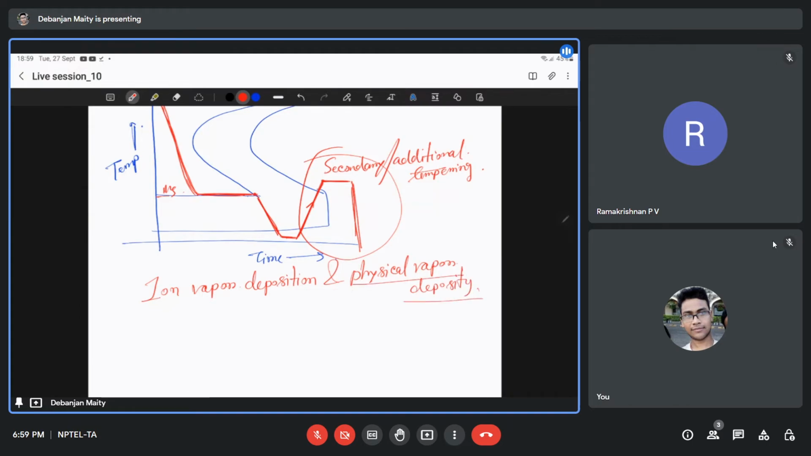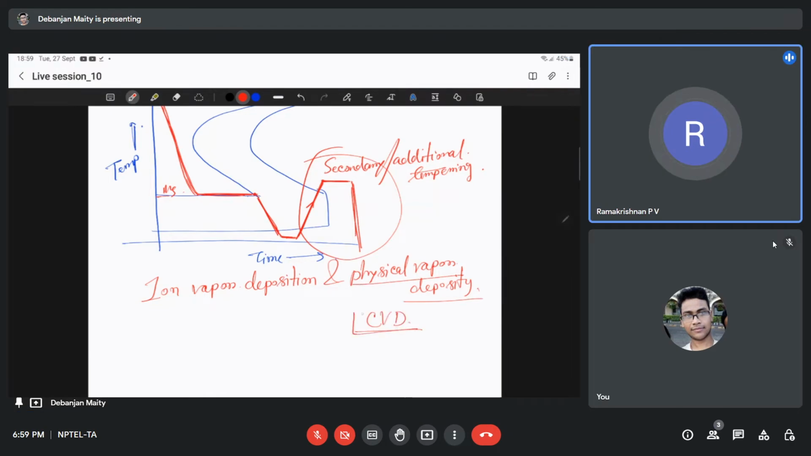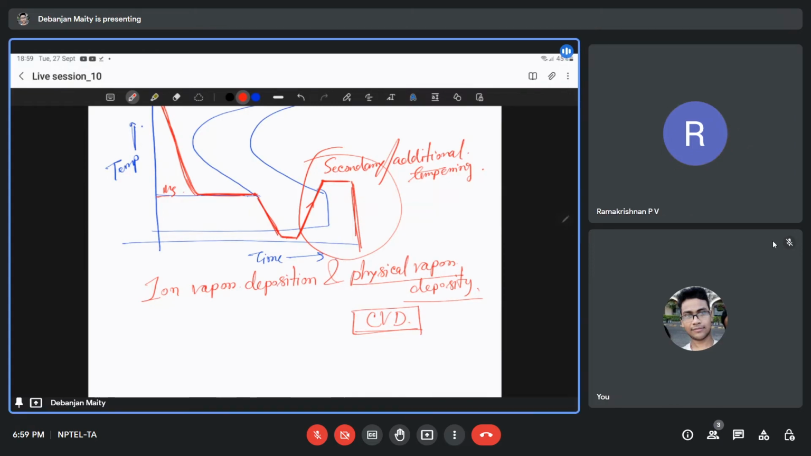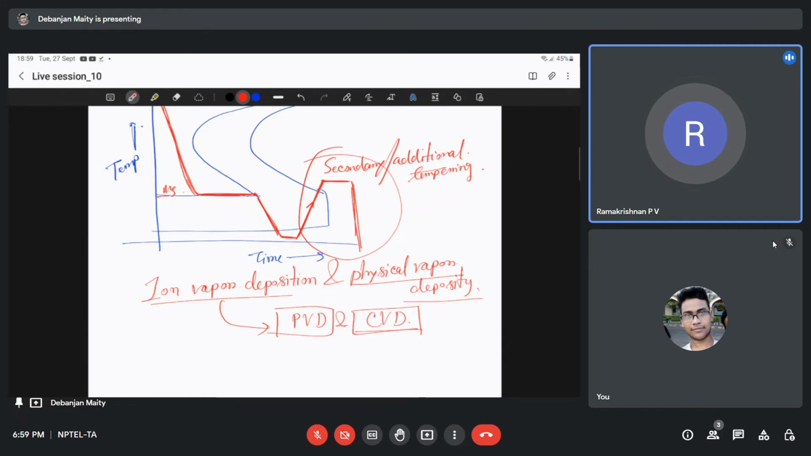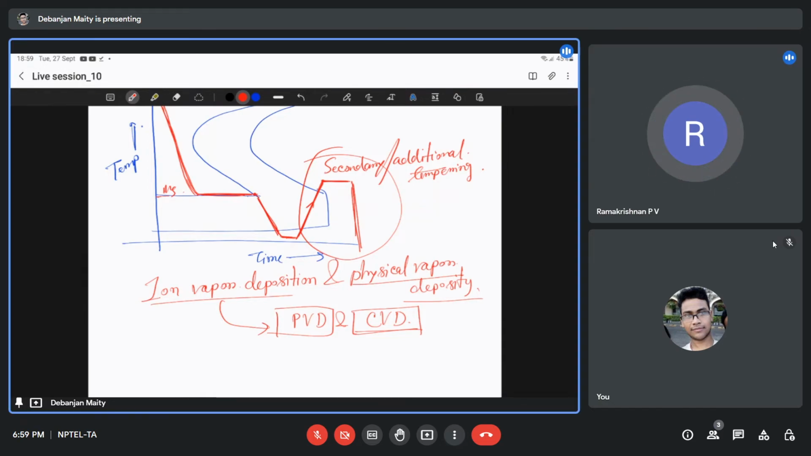There is something called CVD, so that is a different case. Chemical vapor deposition. There is a difference between PVD and CVD. But I found that ion vapor deposition and PVD is a kind of physical vapor deposition. Yes, sir. Maybe the only difference is that we partially vaporize in ion vapor deposition, right? Just we don't go fully, as in PVD. Yeah. Okay.